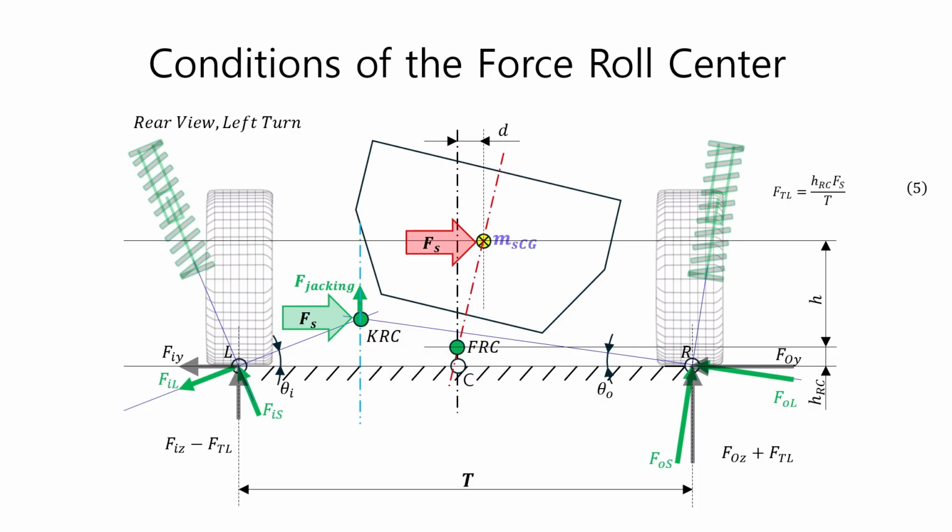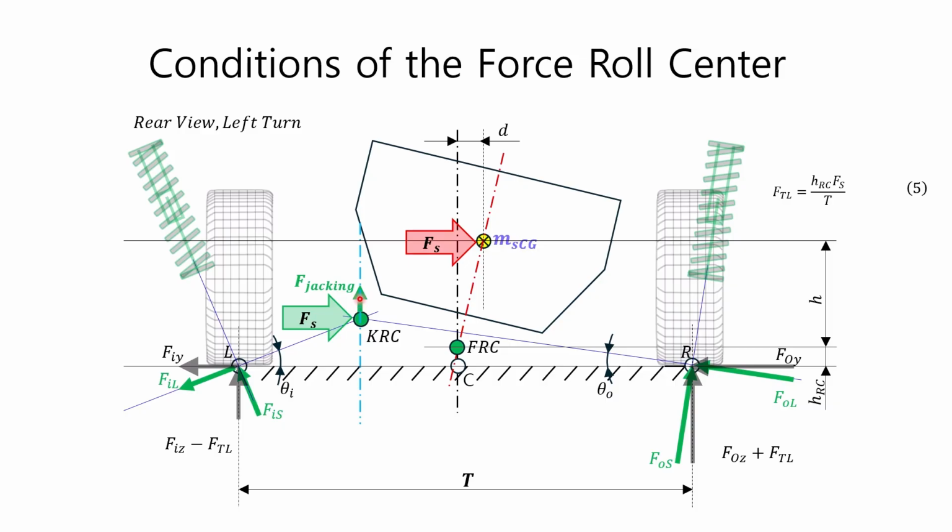Now that we know the kinematic roll center is not a true roll center for large lateral acceleration, let's examine the conditions for the force roll center we're looking for. As previously discussed, the kinematic roll center varies significantly depending on the magnitude of the lateral force when the lateral force is large. Furthermore, the jacking force acting on the kinematic roll center induces a rolling motion in the sprung mass, making it not a true roll center.